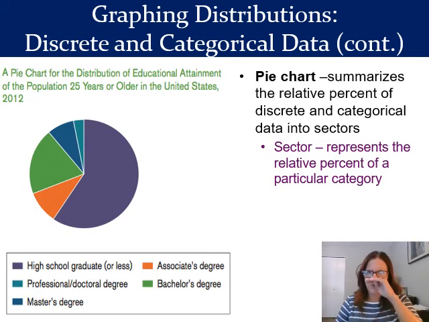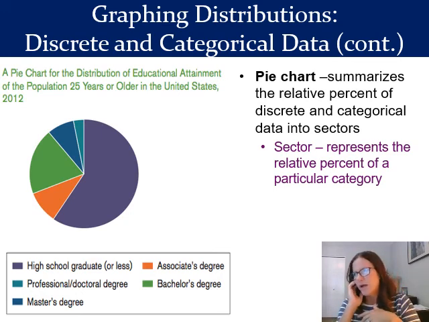Another one that is used for discrete data is a pie chart. Typically, I don't use these very much. They're usually used when we're talking about proportion of demographics for certain things, like it's showing here degrees, high school graduate, doctoral degree, master's degree, and they summarize into the relative percents.